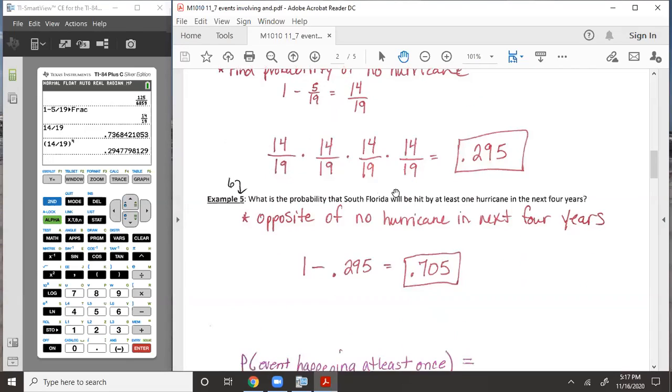In example 5, what's the probability that South Florida will be hit by at least one hurricane in the next 4 years? So this is the opposite of no hurricane in the next 4 years. Since we already know the probability of no hurricane in the next 4 years is 0.295, we subtract that from 1, and the probability of that happening is 0.705. Okay, so we took the complement of the event in example 4.